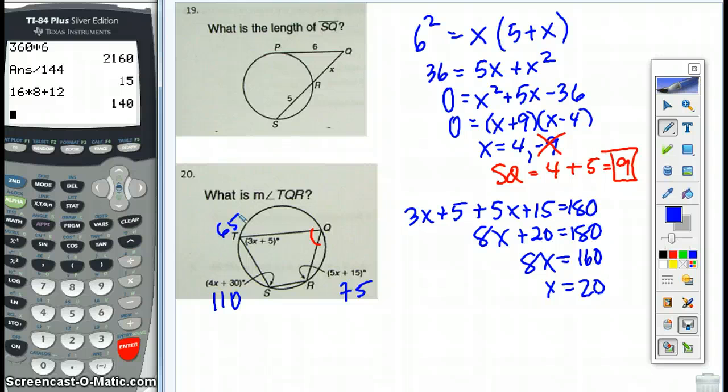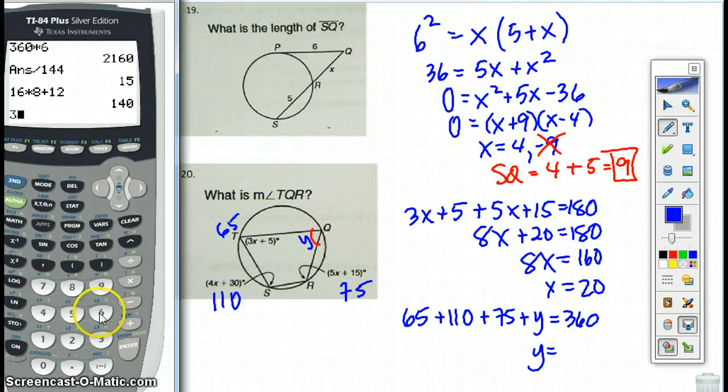So we know 3 of the angles, we're going to call this y. 65 plus 110 plus 75 plus y equals 360. Once again, all the angles in a quadrilateral add up to 360. Let's go find y. And so I'm just going to type that in here. 360 minus all those angles added up, which is 65 plus 110 plus, oops, I only put 6.